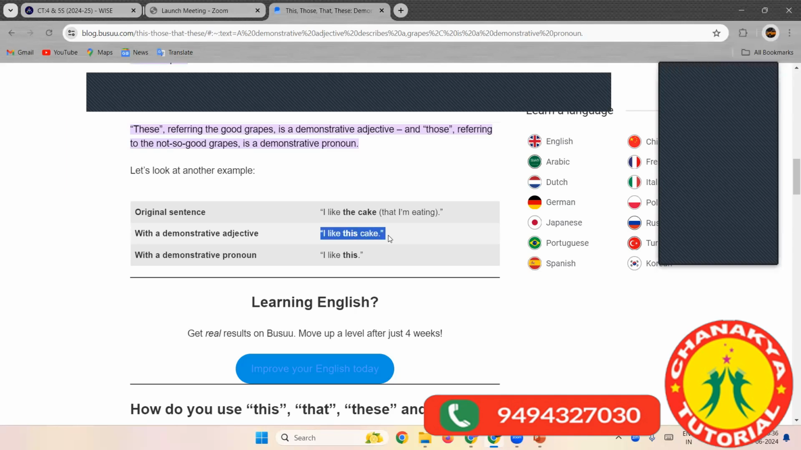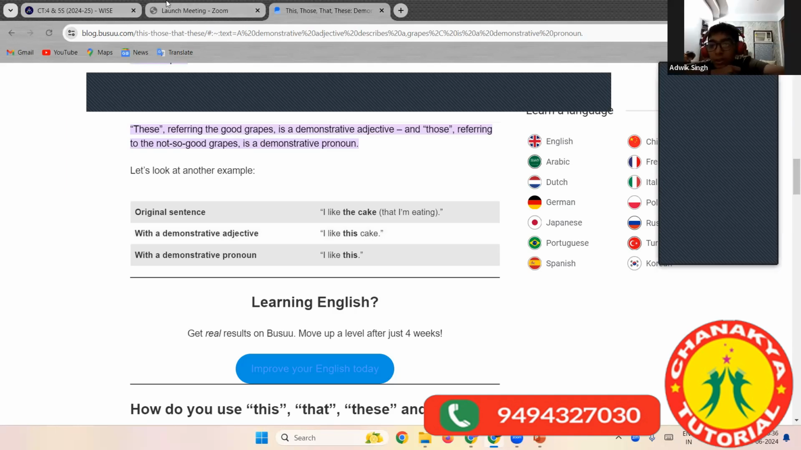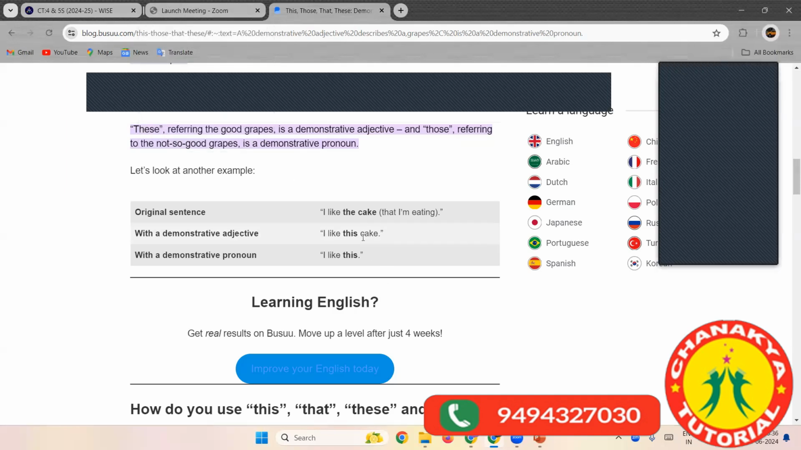What is this sentence? In this sentence, we have used the word this. So this is going to be a demonstrative adjective only. Why? Ma'am, because there is no replacement of the noun. Very good. Cake is still there as a noun, so you don't have any replacement or substitute for the cake. They have said the cake also, and this is also there. So surely it's going to be a demonstrative adjective.